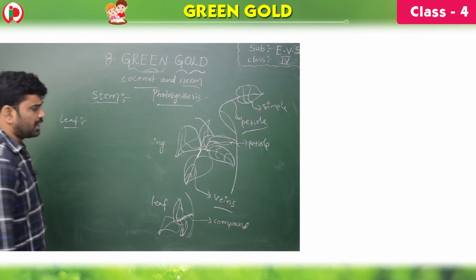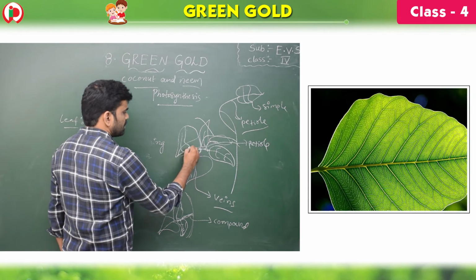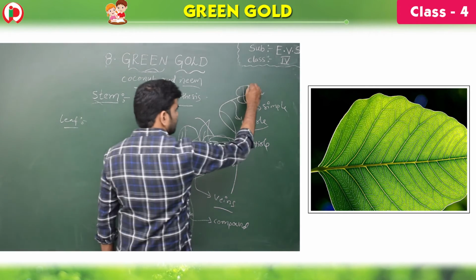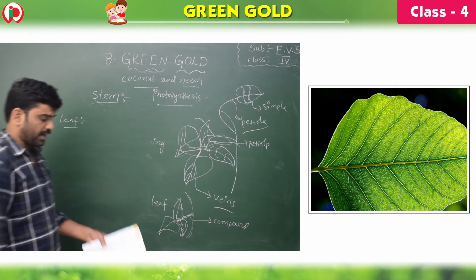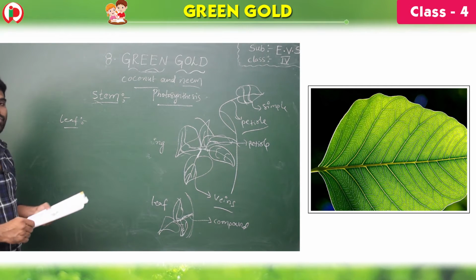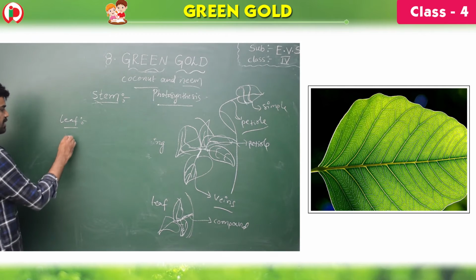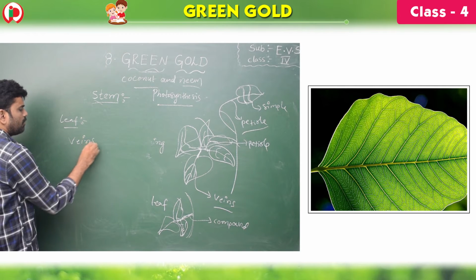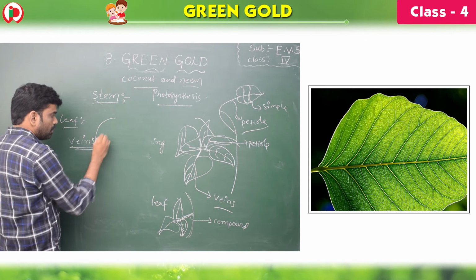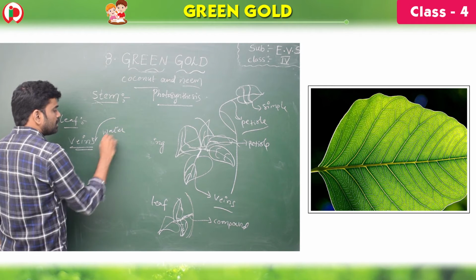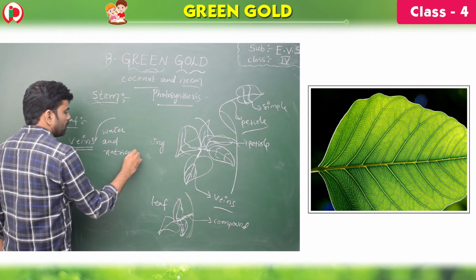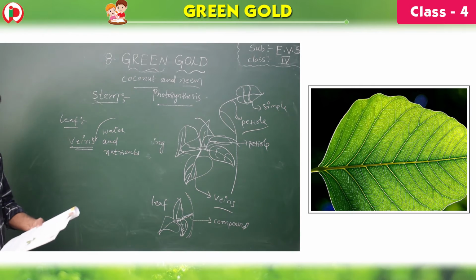Children, you can observe these on the leaves here, see, these are called veins, children. So leaves have veins. These leaves have veins inside them to allow nutrients and water to flow. What will these veins do? These veins allow water and nutrients to flow.